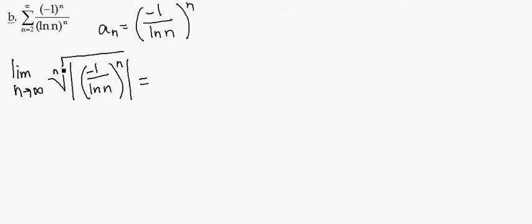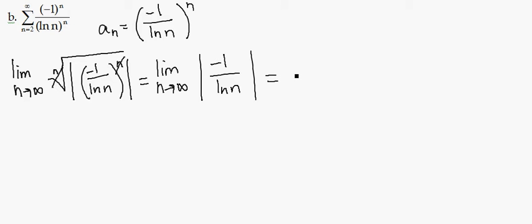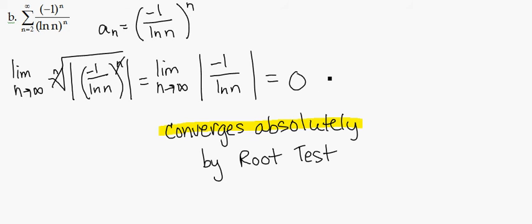Okay, so let's set up our limit. Again, we see that the nth root and the nth power will cancel, and again this limit will be 0. And since 0 is less than 1, that tells us that this series converges absolutely by the root test.